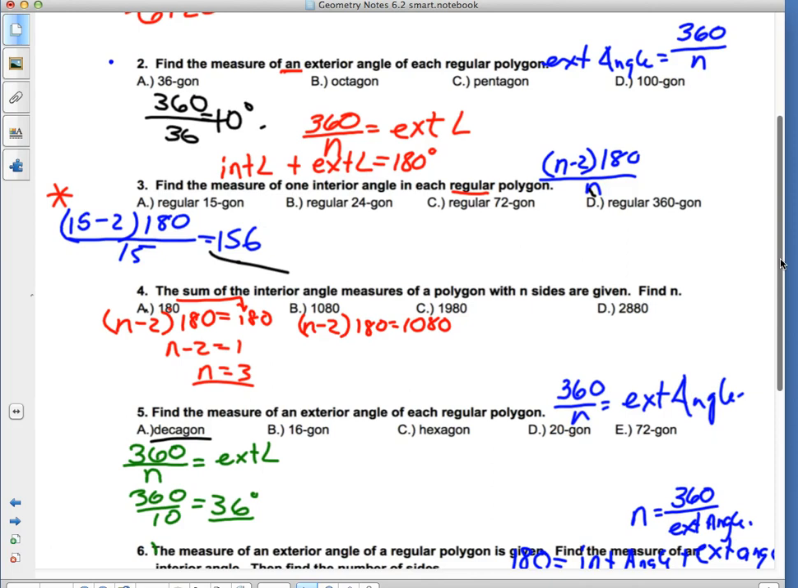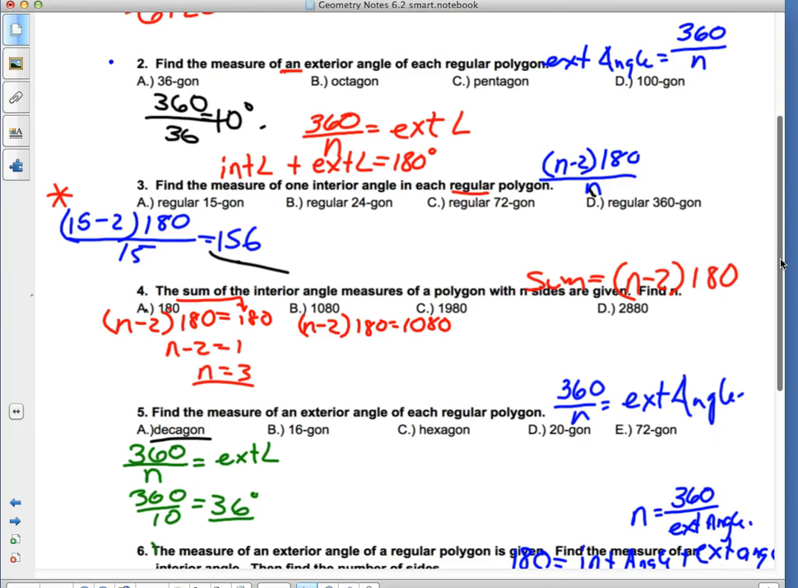And four, the sum of the interior angle measures of a polygon with n sides are given. Find n. Well, I've got to use the relationship that n minus 2 times 180, and then I know that's the sum. So I set it equal to the sum, and I solve for n by dividing by 180 and going on from there. So I can finish the equation, finding n, in this case, was 3 in this first one, okay?